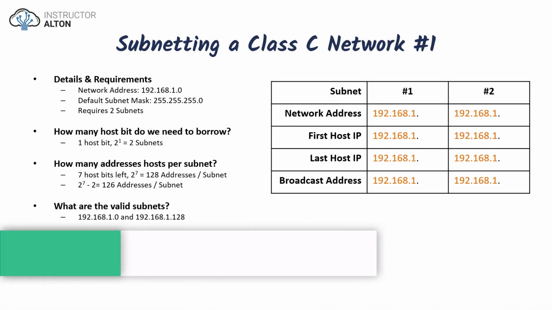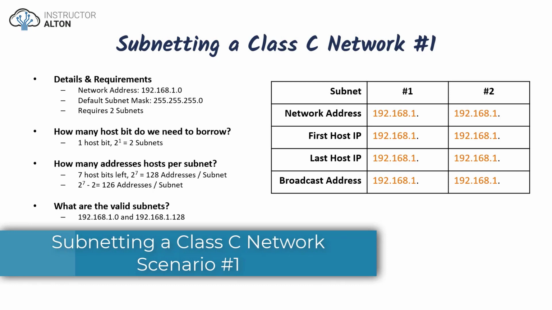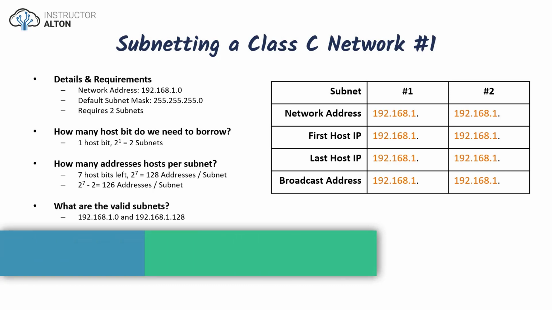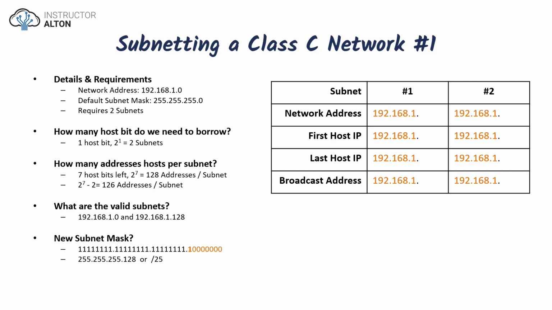All right, so we're going to start off with a very simple example of turning a standard Class C network into two different subnets. So this is what we were given. We were given a 192.168.1.0 network, and we know it's Class C because we see the standard Class C subnet mask here, and we need to turn this into two subnets. So how do we do that?